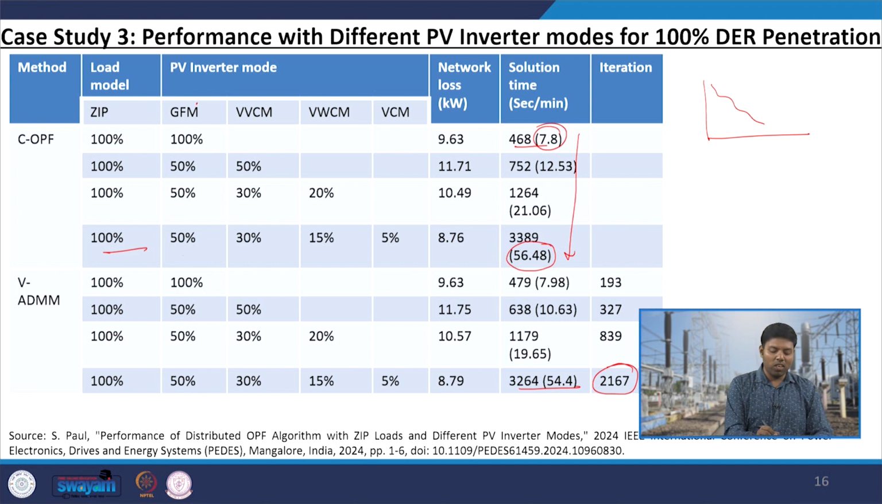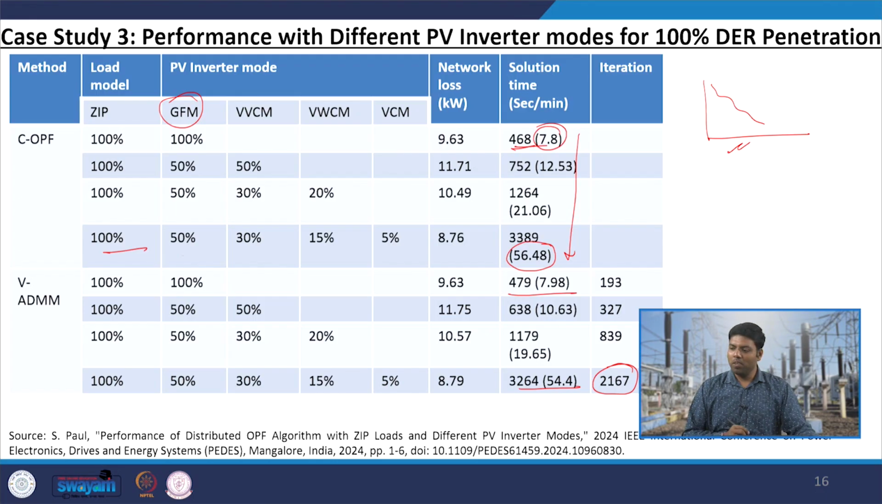If they are operating in grid following mode, that is the easiest mode of operation, then your solution time will be very less. But if your PV inverters are operating in different modes and your loads are also voltage dependent, that means now your parameters are also not fixed. Your parameters are also updating with the values of your neighbor or boundary global variables. If that is the case, at that time your convergence will suffer a lot, and you will get a very bad convergence for your distributed OPF.